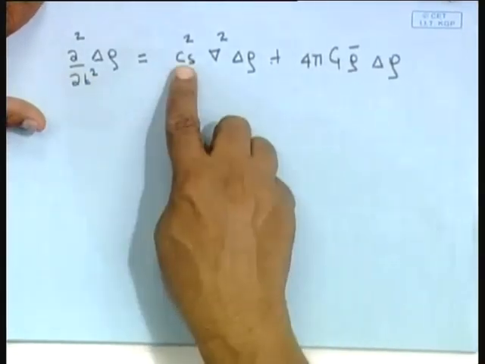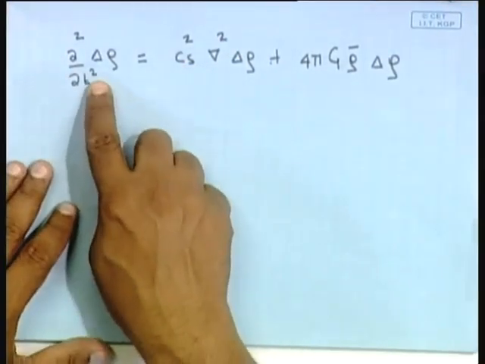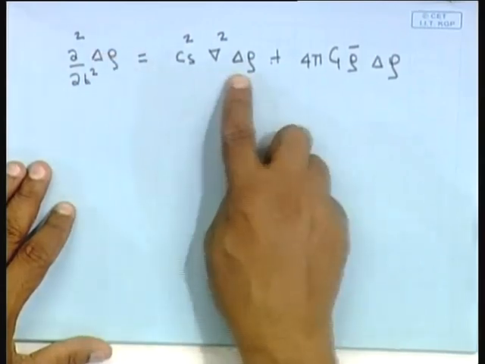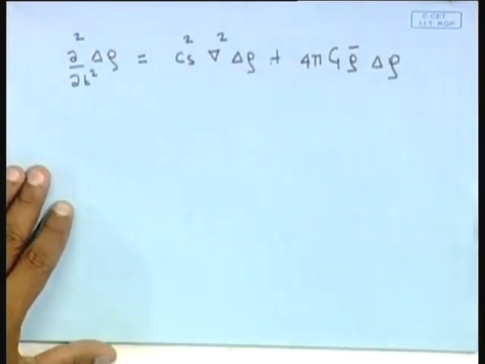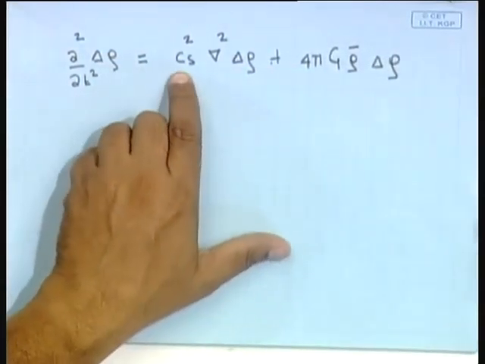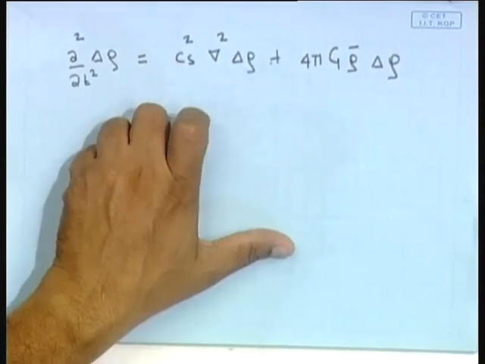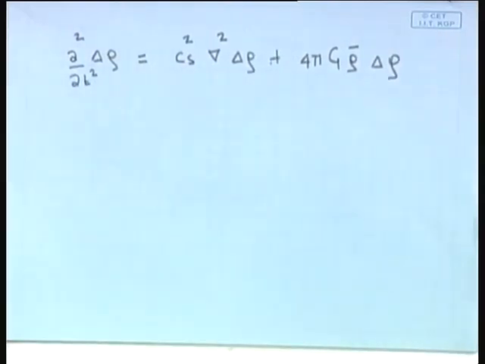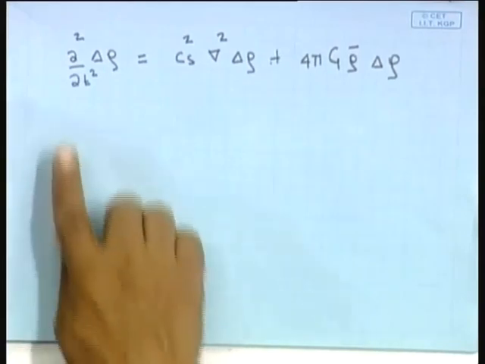Fine. So let us go back to the equation that we are dealing with. So this is the equation, and we know how to calculate this Cs square, and now we have a partial differential equation for delta rho, the density fluctuation. For a monatomic gas, this is just gamma into kBT by the mass of the atom. Fine. Now we want to solve this equation.